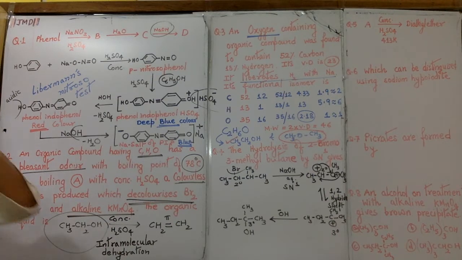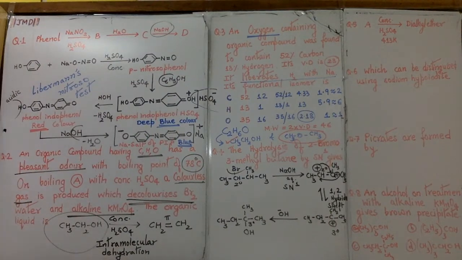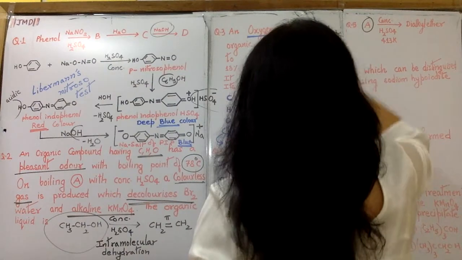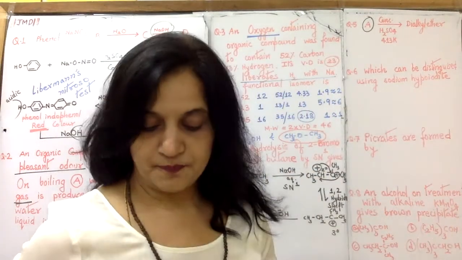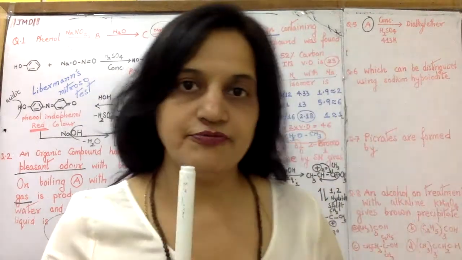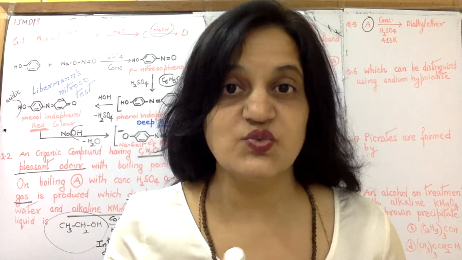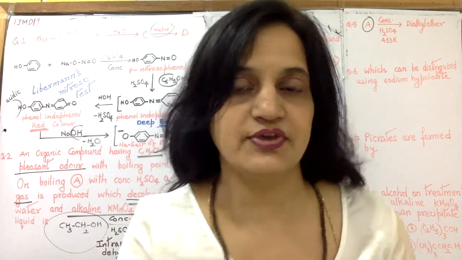Now we come to question number 5. Very simple if you see. Why? Because I'll tell you, see, it says A gives dialkyl ether. Among the methods of preparation of ethers, the best method to prepare simple ethers is Williamson's continuous etherification.